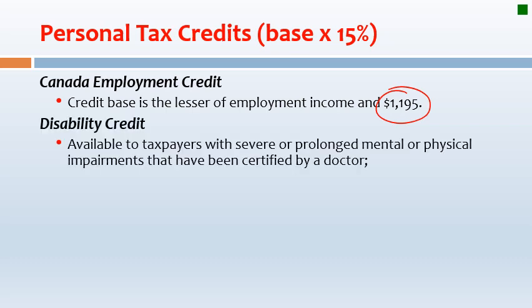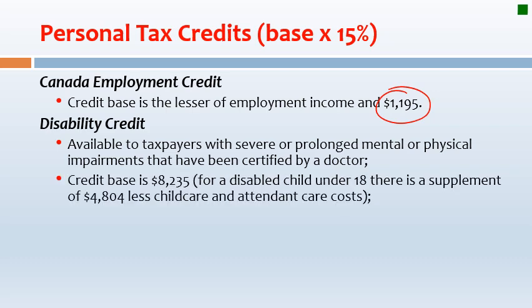Now, the disability tax credit is available to taxpayers with a severe or prolonged mental or physical impairment, and that has to be certified, designated, signed off on by a medical doctor. So the credit base for the current year is listed here. There's also an additional supplement if the disabled person in question is a child under the age of 18, and that would be less any relevant or eligible child care and attendant care costs.